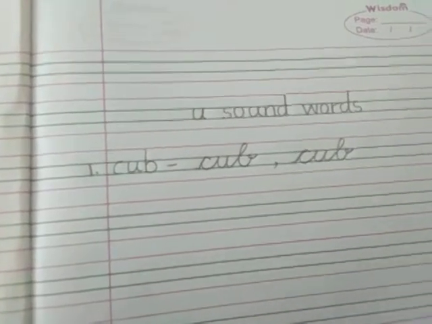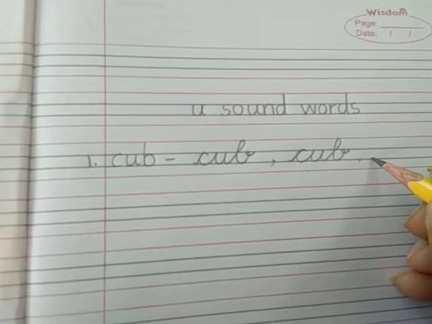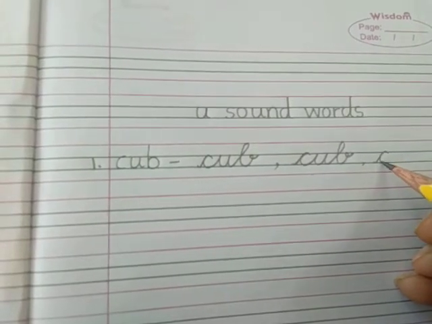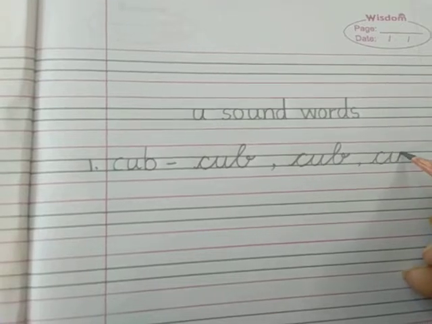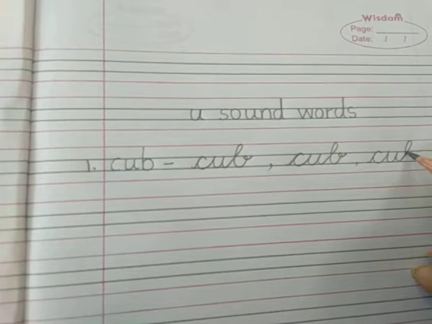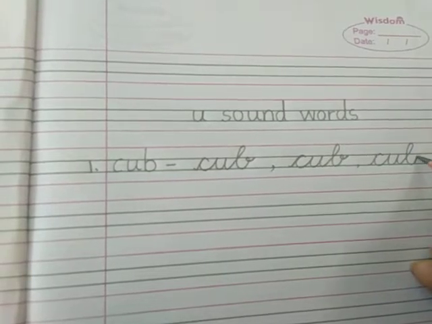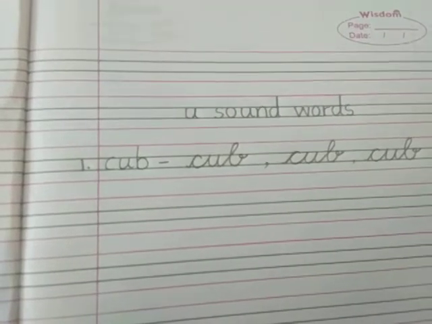Now third time. Likewise, you have to practice each of these words 3 times in cursive. So in this manner, you will be able to learn the spellings as well as your writing practice will be done. Cub, cub, cub.